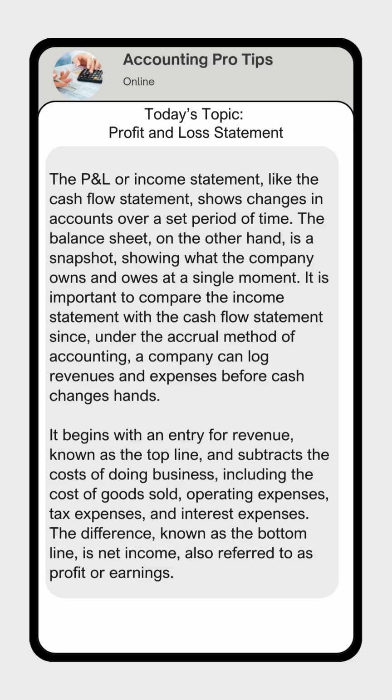It begins with an entry for revenue, known as the top line, and subtracts the costs of doing business, including the cost of goods sold, operating expenses, tax expenses, and interest expenses. The difference, known as the bottom line, is net income, also referred to as profit or earnings.